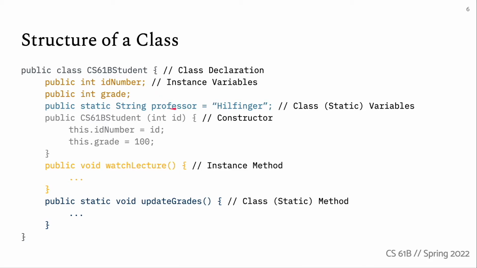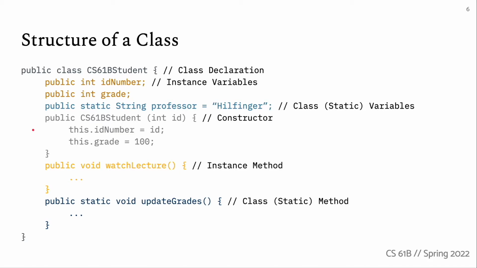On the other hand, we have these things called static or class variables, and these belong to the class as a whole. And the example here is, let's say you have a professor variable, and you, your friend, and that person in your discussion all share the same professor variable. If Professor Hilfinger were to take a trip for a few days and someone else were to come in and teach for him, the professor would change for everybody. And that's why we have these class variables.